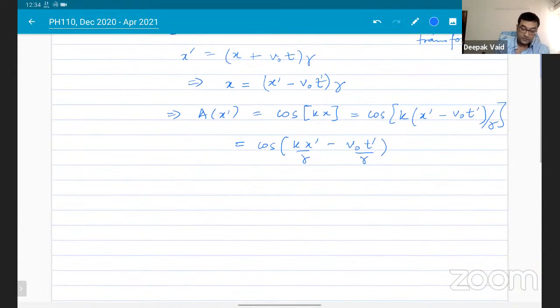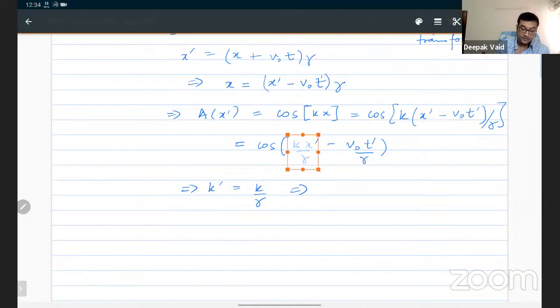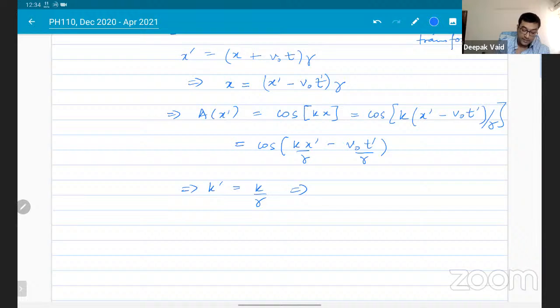So now, according to this observer, what is the wavelength? Well, what is k prime? k prime is equal to k by gamma, right? And this becomes k times v naught. So lambda prime is equal to 2 pi by k prime, which is equal to gamma times 2 pi by k, which is equal to lambda times gamma.